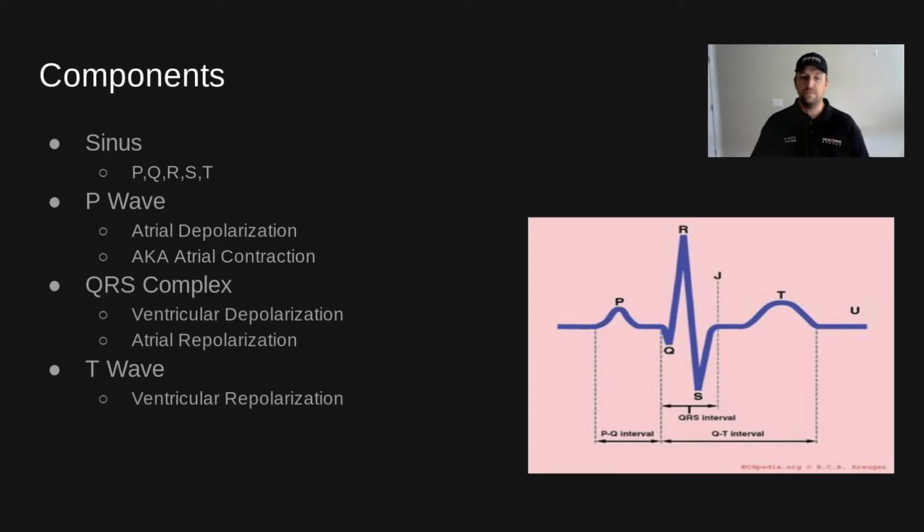The P wave is the atrial depolarization, also known as atrial contraction. The QRS complex is ventricular depolarization and atrial repolarization. You just can't see it because it's hidden under the ventricular depolarization. Finally, the T wave is ventricular repolarization. Again, if you have all of these components for every beat, that is a sinus rhythm.